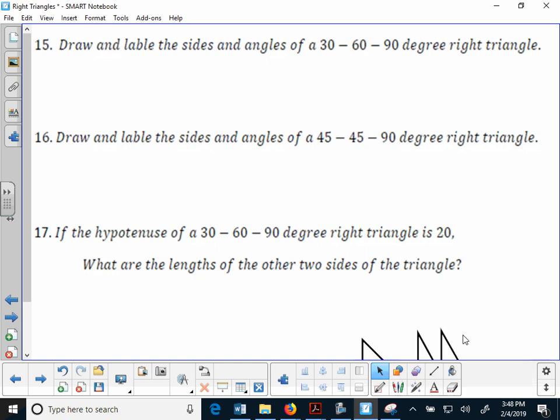To show you how to do these 3 problems from your Unit 5 study guide for your right triangles test. Number 15 says, draw and label. That should say label, but I guess we were trying to be fancy with this one. But we're going to draw and label the sides and angles of a 30, 60, 90 triangle.